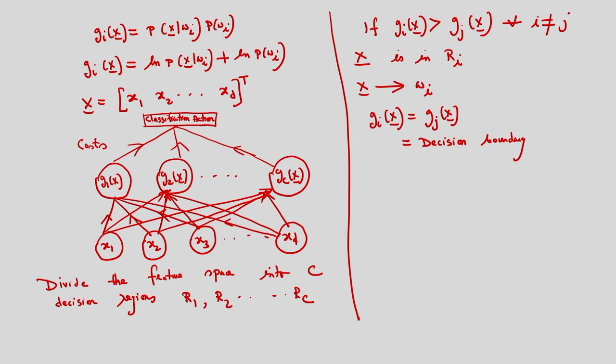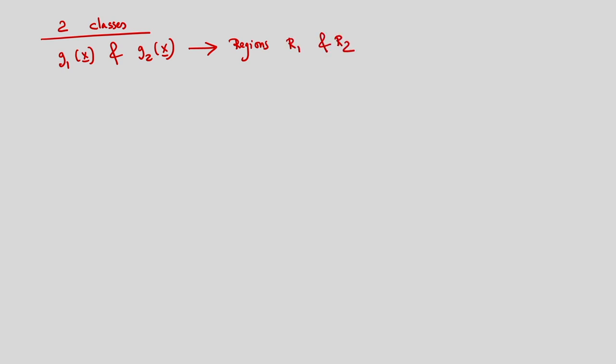So, here you can see how we have taken the decision with the help of the discriminant function. Now, let us consider a two-class classification problem. So, move to the next slide. Suppose, let us consider two classes. So I have two discriminant functions, one is g1(x), another one is g2(x). So corresponding to this, I have two regions in the Fisher space, one is R1 and another one is R2.